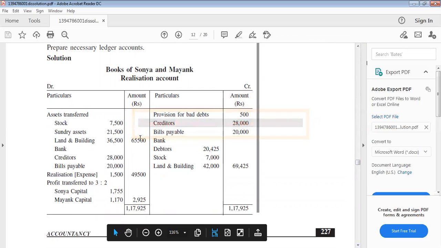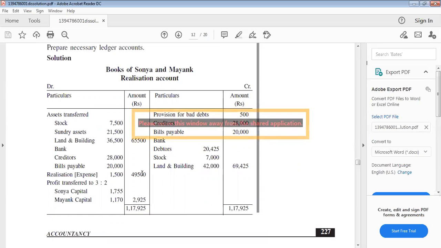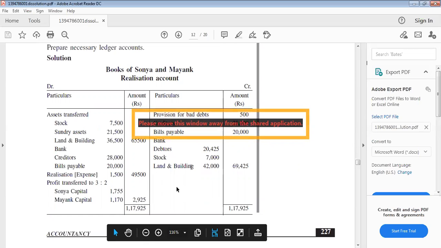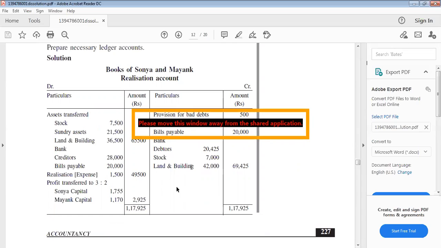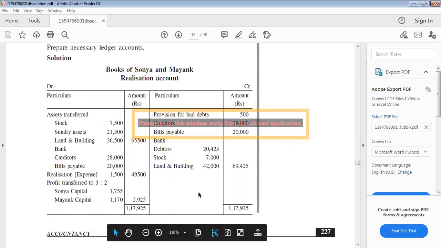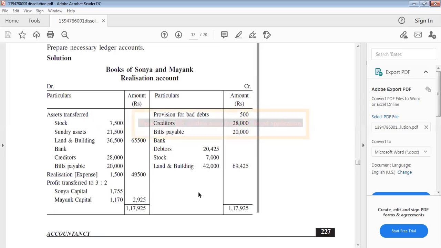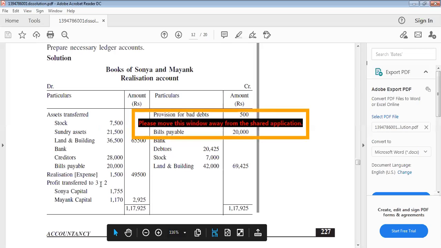Notice that this side originally was 115,000. Remember that, good? So in this case now, we have the realization account of a situation where the credit side is more than the debit side. Now, when the credit side is more than the debit side, we have a profit on realization. However, when the debit side is greater than the credit side of the realization account, we have a loss on realization. So we have a profit now on realization of 2,925. And this now will be shared 3, 2.